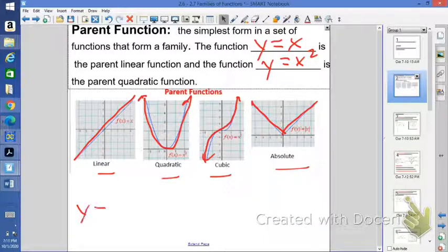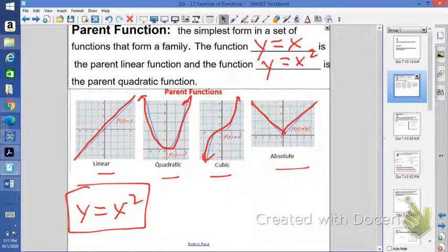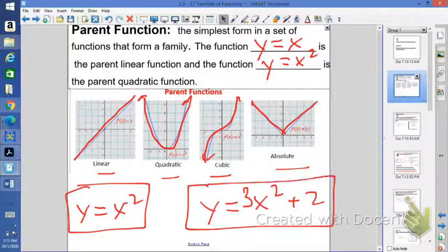So what do we mean by most basic form? Well, we have y equals x squared. That's a parent function for the quadratic family. And let's just say I write y equals 3x squared plus 2. This isn't the most basic. We have some numbers here: a 3 times the x squared, and then a plus 2 at the end. We're going to learn in this lesson how these numbers, and where they're located within the function, affect the graph of the parent function.